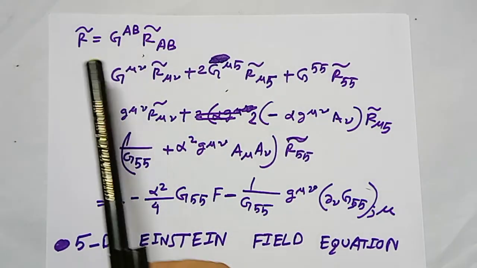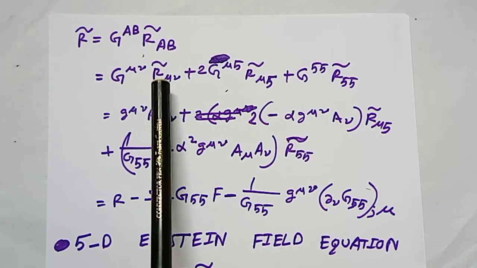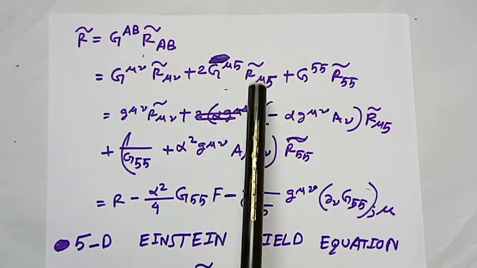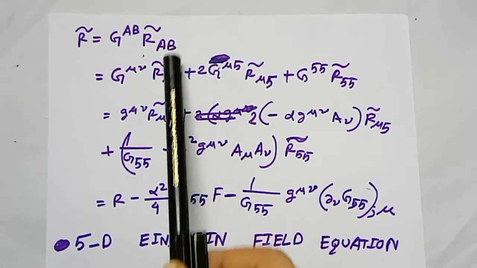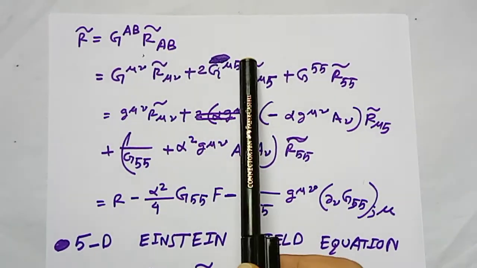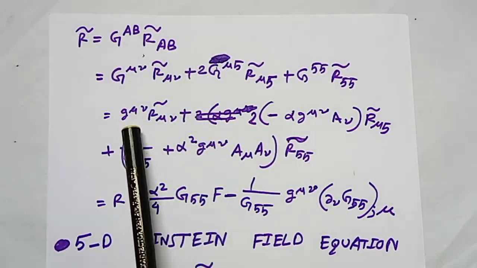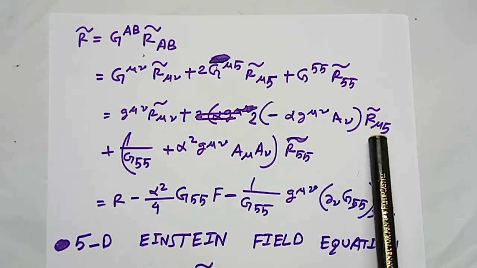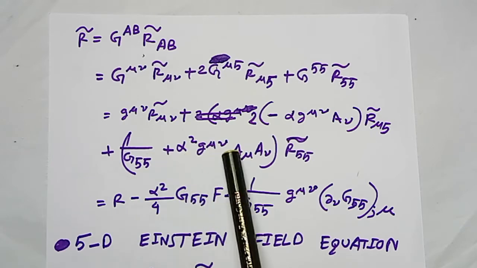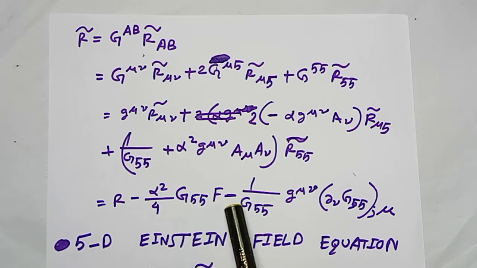Now R tilde equals g ab R tilde ab. This is the Ricci scalar, and we have g mu nu R tilde mu nu plus 2 g mu 5 R tilde mu 5 plus g55 R tilde 55. Okay, there is a 2 here with mu 5, so let us rearrange and combine these terms. We get 2 g mu 5 R tilde mu nu, plus 2 minus alpha g mu nu A nu R tilde mu 5, plus 1 over g55 plus alpha squared g mu nu A mu R tilde mu nu, equal to R minus alpha squared divided by 2 g55 F squared minus 1 divided by g55 g mu nu ∇_nu ∂_mu g55.